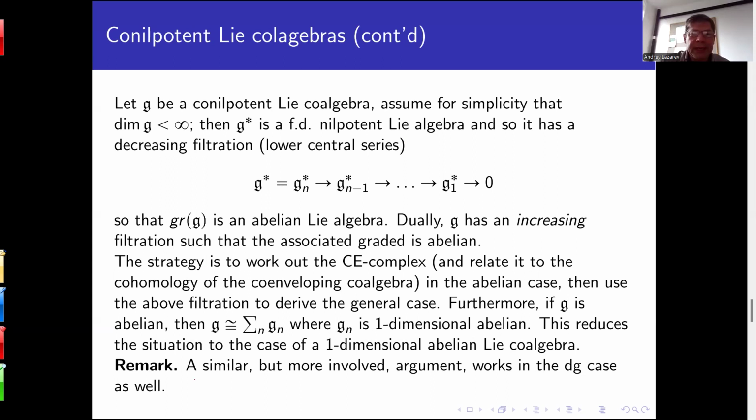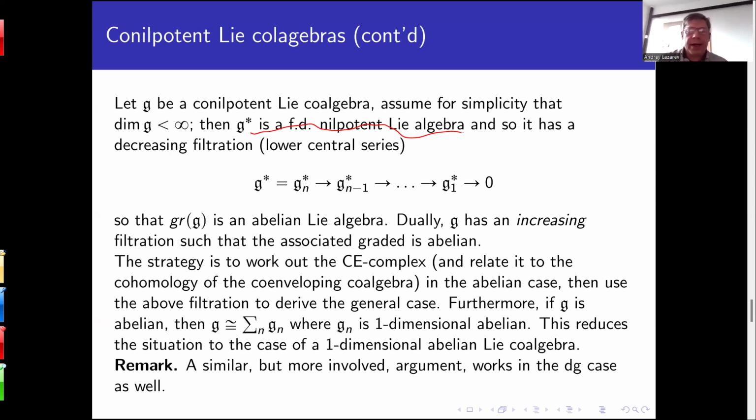For a conilpotent Lie coalgebra, again, we assume that its dimension is less than infinity. We can dualize and consider G star, which is a finite dimensional nilpotent Lie algebra, and so it has a decreasing filtration, which is sometimes called the lower central series. This filtration has the property that the associated graded to it is an abelian Lie algebra. In some sense, it's pretty much the same.